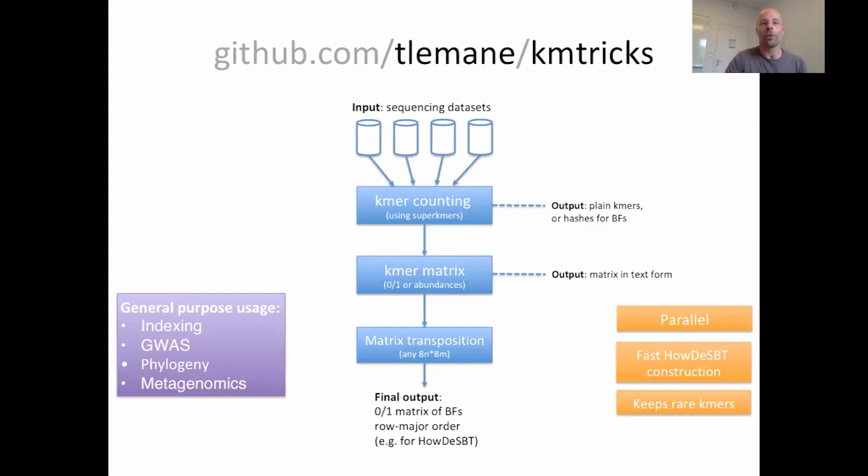In a nutshell, the kmtricks tool is available on this GitHub together with a modified version of HowDeSBT because we changed the hash function, so we just had to adapt this step of HowDeSBT. So you will find also a way to install this modified version of HowDeSBT. And so in a nutshell, what kmtricks does is, from the input set of sequencing datasets, we propose a classical K-mer counting approach.